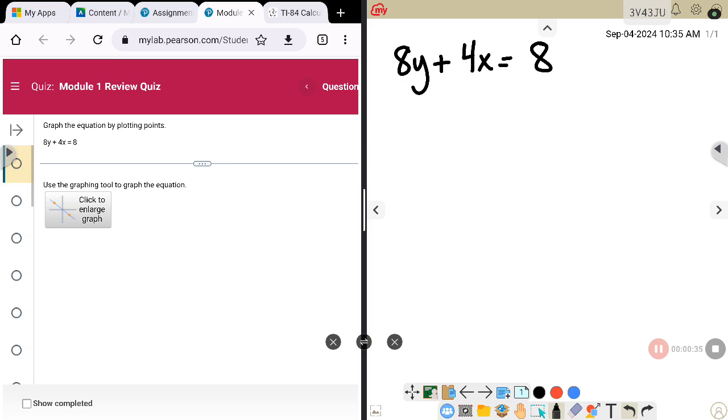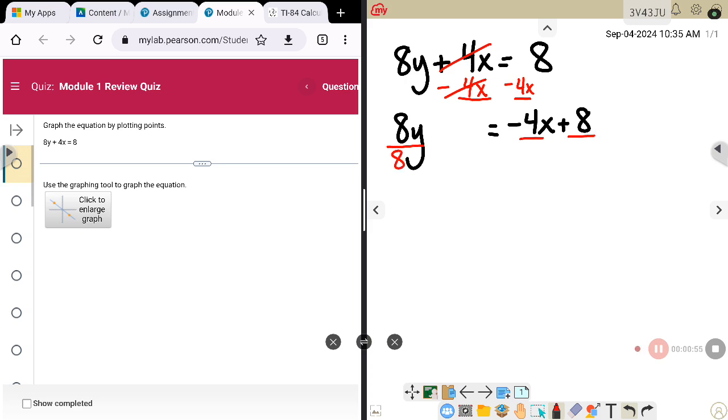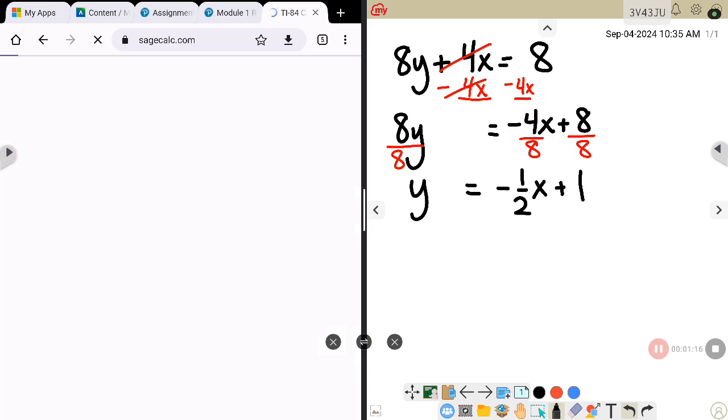So the first thing I want to do is get the y by itself. So I'm going to subtract the 4x from both sides. So now I have 8y equals negative 4x plus 8. Then I'm going to divide both sides, everybody, I need to divide by 8. So now I have y equals negative 4/8, which will reduce to negative 1/2 x plus 8/8, which is plus 1.